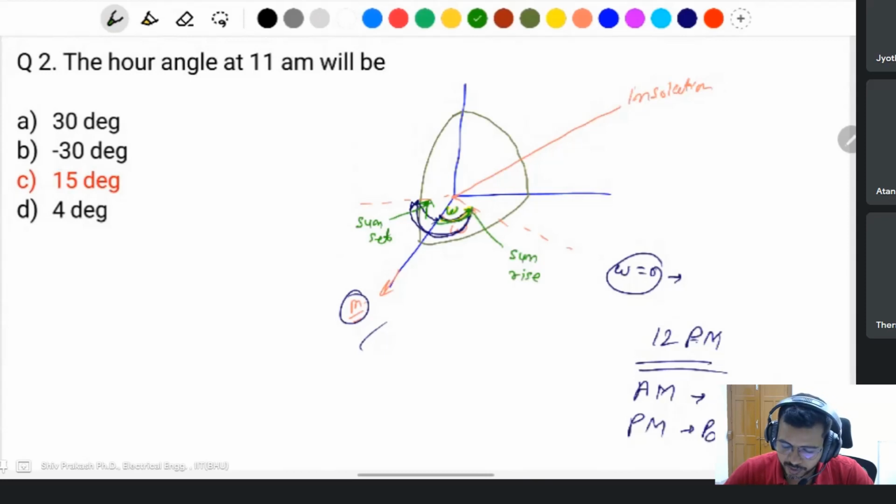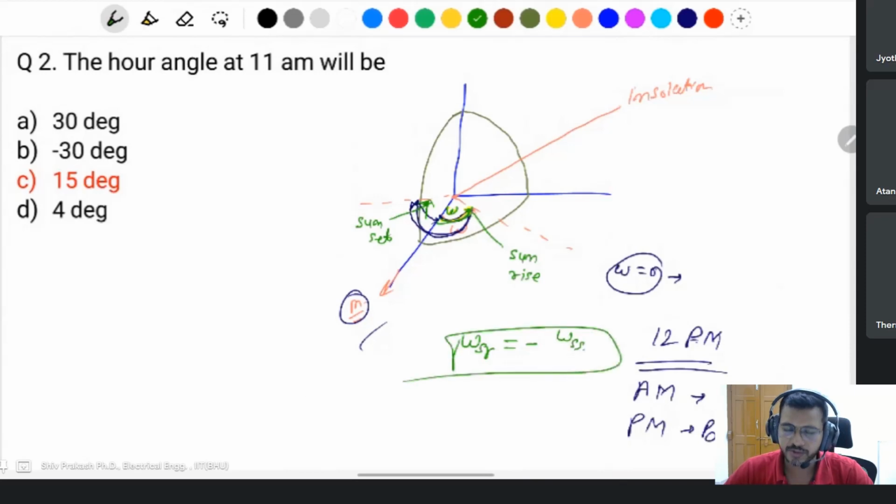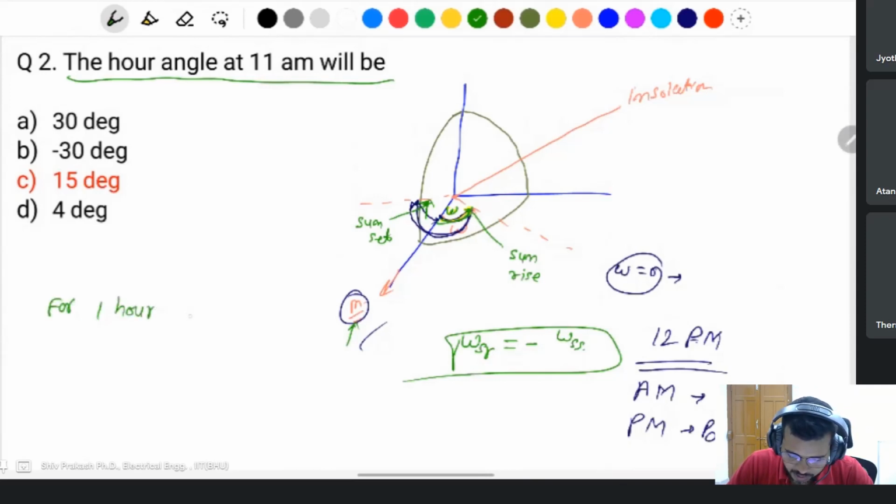That's why we know the sunrise angle will be the negative of the sunset angle, and vice versa. It is given the hour angle at 11 a.m. At the meridian axis, if your position is shifted by 1 hour, then the angle will change by 15 degree. For 1 hour, the angle will change 15 degree.